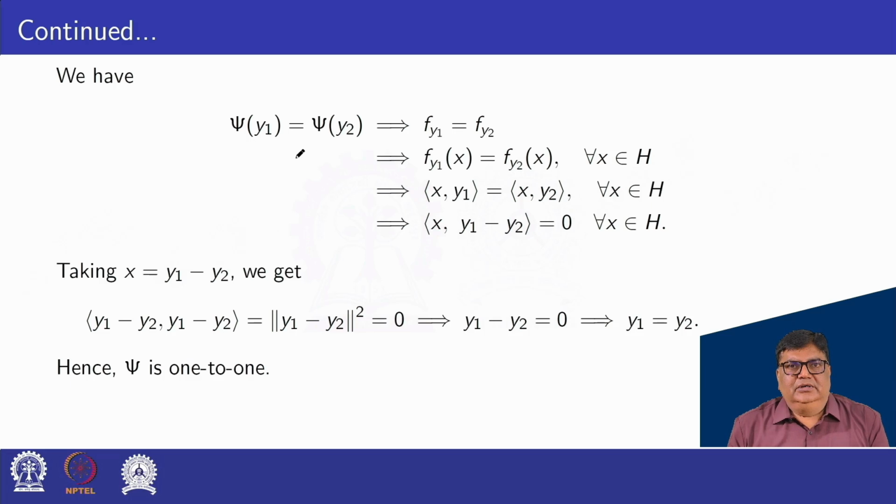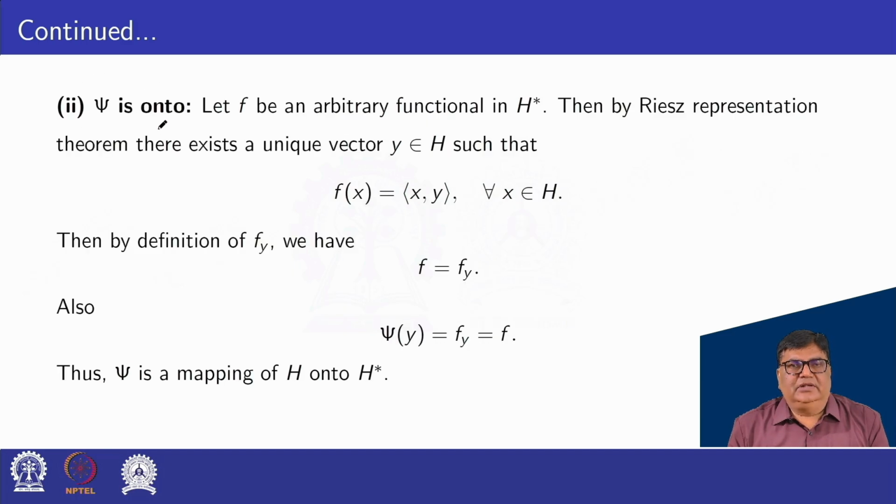Hence, psi y1 equal to psi y2 implies that y1 is equal to y2. Hence, psi is one to one. Second, psi is onto.